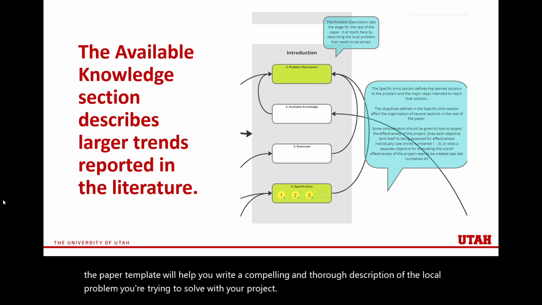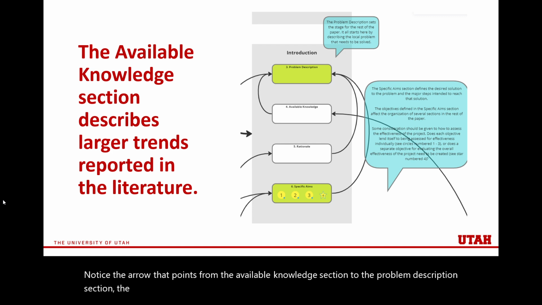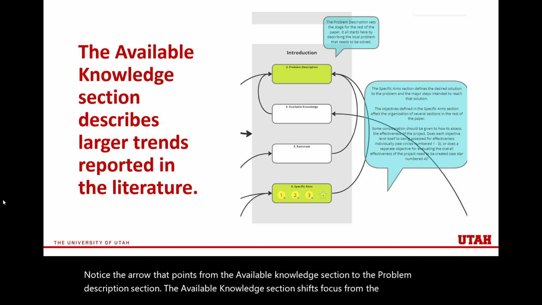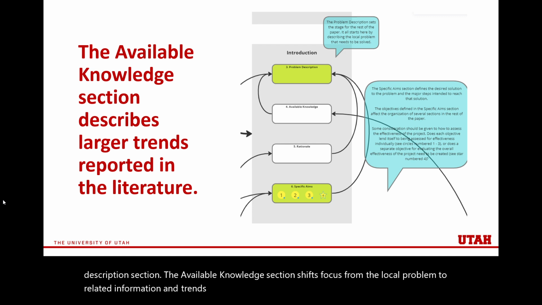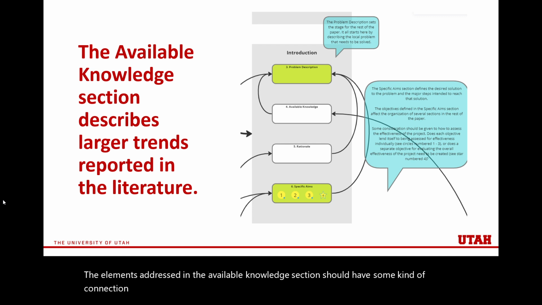Notice the arrow that points from the available knowledge section to the problem description section. The available knowledge section shifts focus from the local problem to related information and trends that may be published in scholarly literature. The elements addressed in the available knowledge section should have some kind of connection to what was described about the local problem in the problem description section.